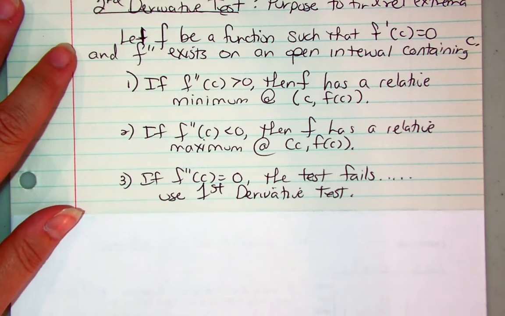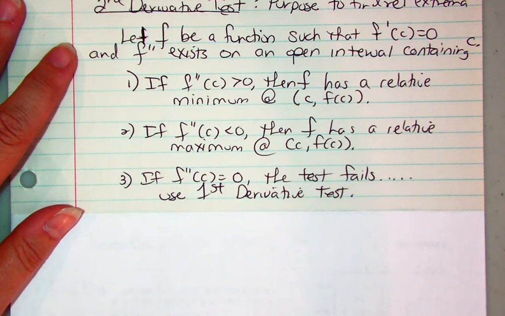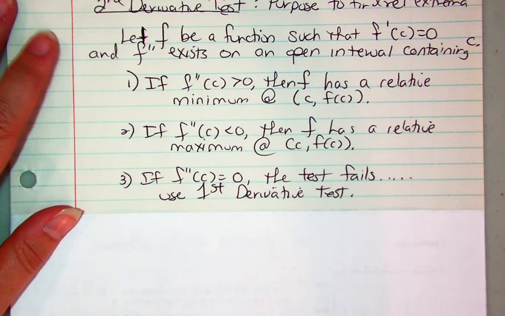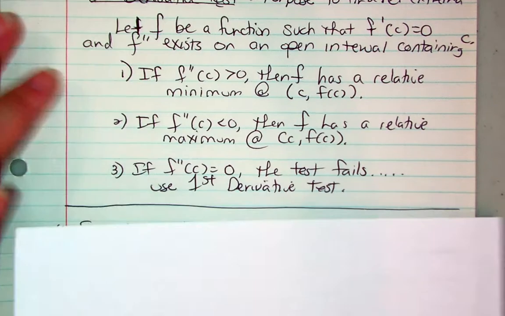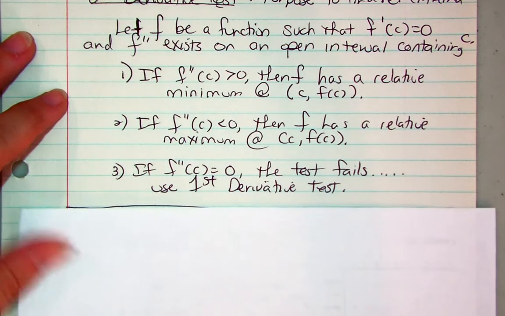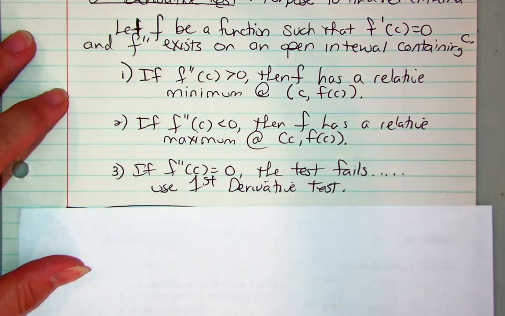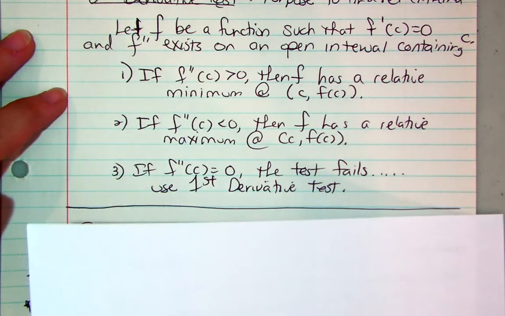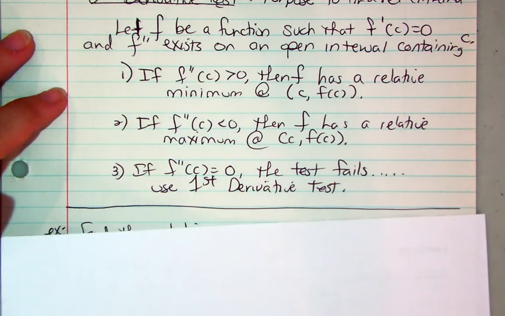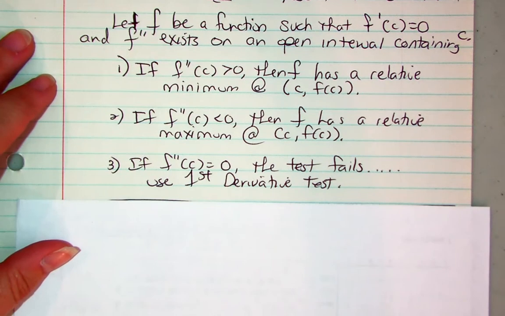And then number 3, if f double prime of c equals 0, the test fails and we must use the first derivative test. So this test doesn't work all the time, the second derivative test, like the first derivative test does all the time. So let's go ahead and go through an example.